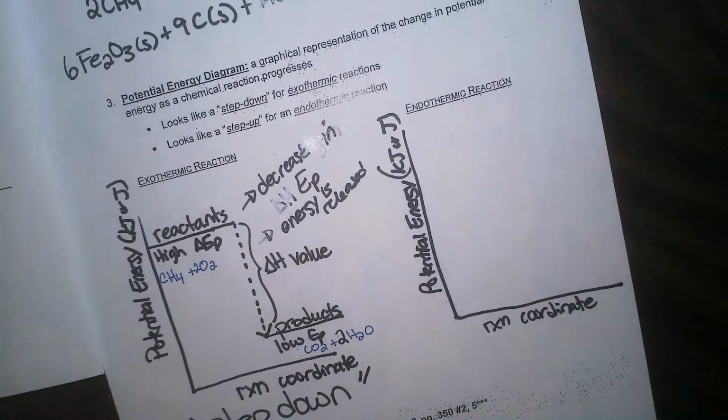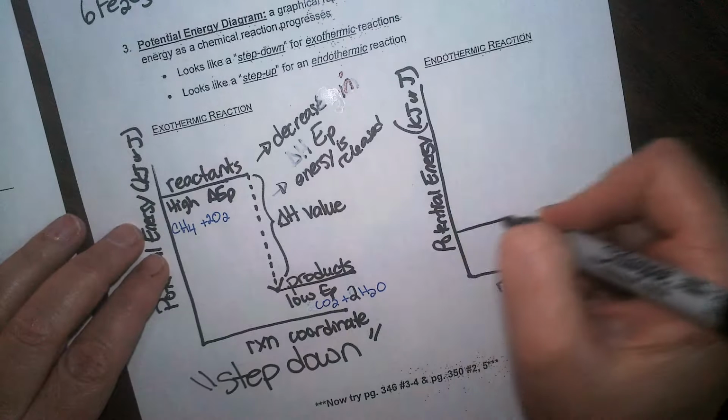So they call this a step-down reaction. Exothermic reactions are a step-down reaction. Now, what happens in an endothermic reaction? It's the opposite. We have low potential energy because they don't want to break apart.